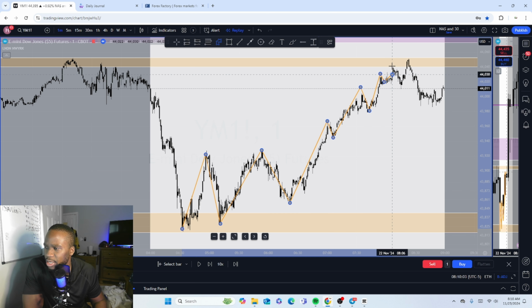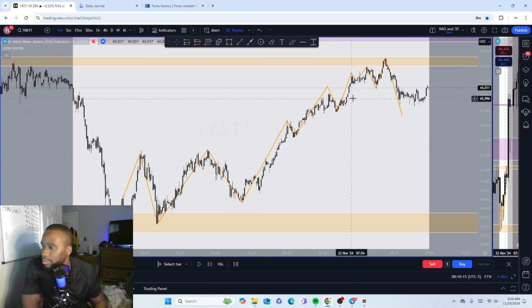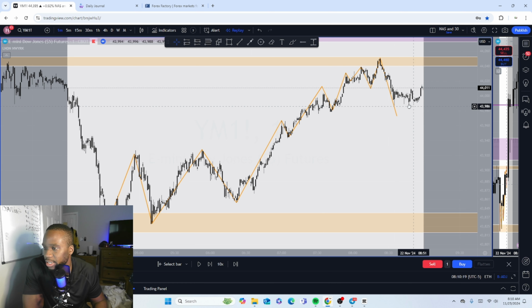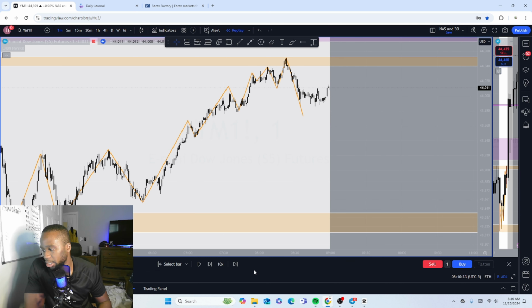Then price came up here, down here. Then it made another move up here. Then it came down here. So we see all of these structure points, right? As of right now, right before 9:30, this is 8:58. I had no real area that I could get in off of.